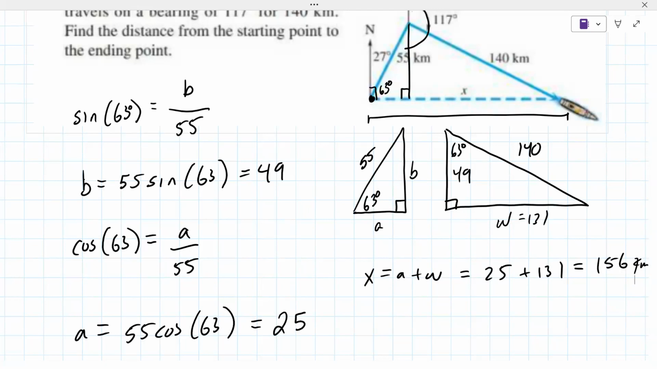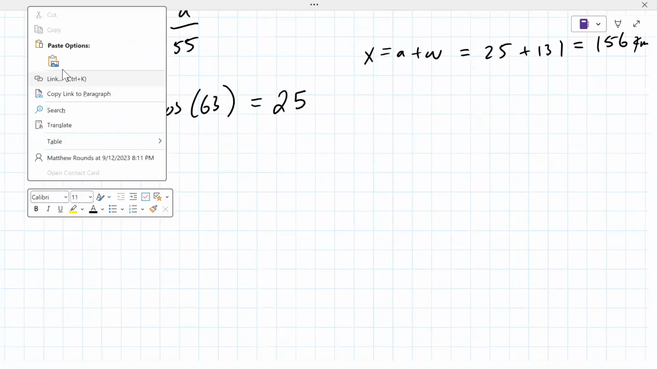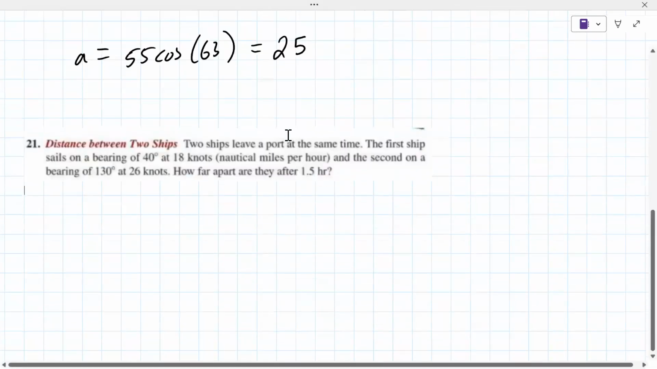Any questions, thoughts on that? I don't have any questions on this one. Okay, let's do, well, they're all the same to me. I just wonder if some are better than others, but let's talk about number 21 here. This whole idea of a bearing only applies to ships, maybe airplanes. I don't really know that much about airplanes.